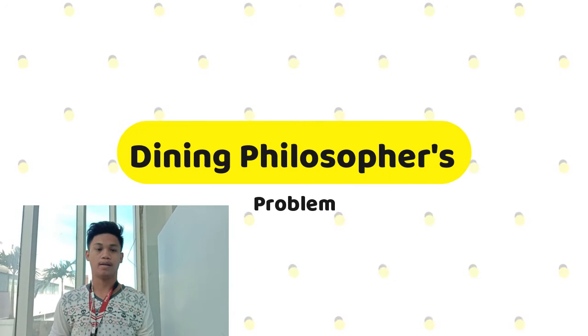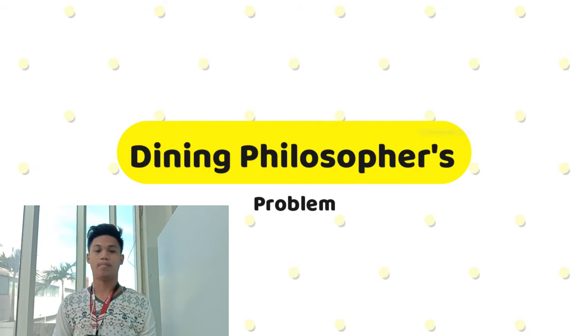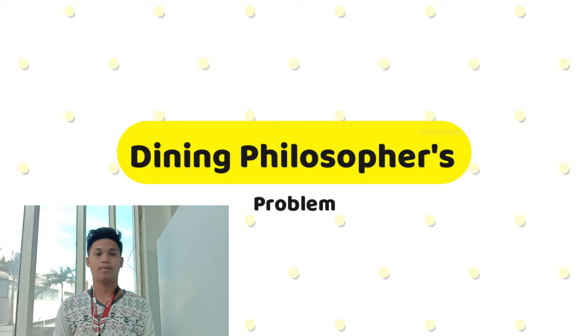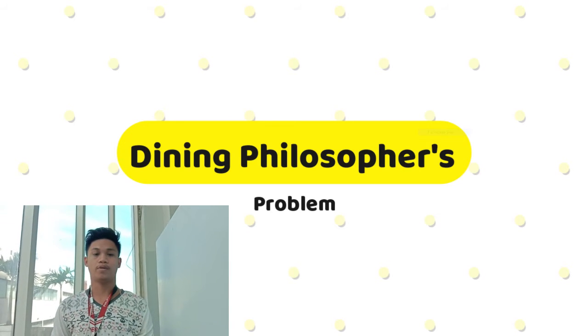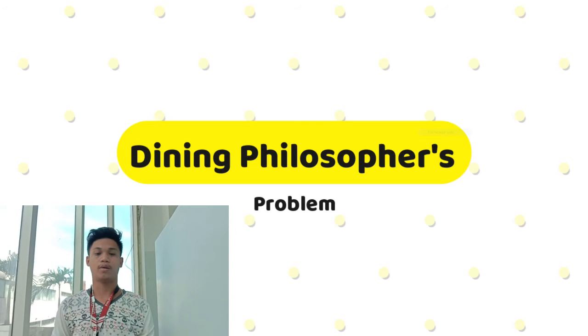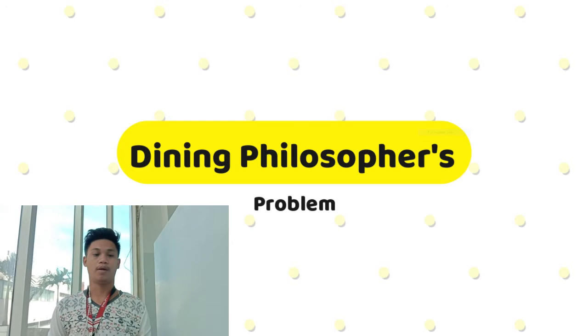Today I will talk about the dining philosophers problem. And here's our problem. We have 5 philosophers in our scenario, and 5 utensils as well. How will the 5 philosophers eat the noodles simultaneously? Remember, a philosopher may eat if he can pick up the 2 forks adjacent to him.